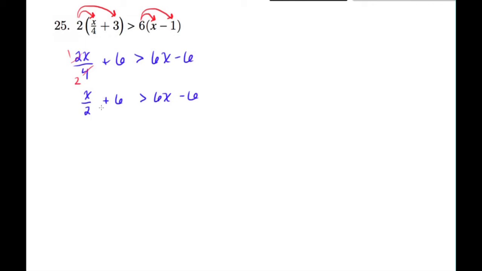So we need to get rid of this 2, and we need to get rid of this 6, and we need to combine our x's. So why don't we first subtract 6 from both sides. So now I've got x over 2 is greater than 6x minus 12. Now how can I get rid of this 2? Well, I can multiply it to both sides.